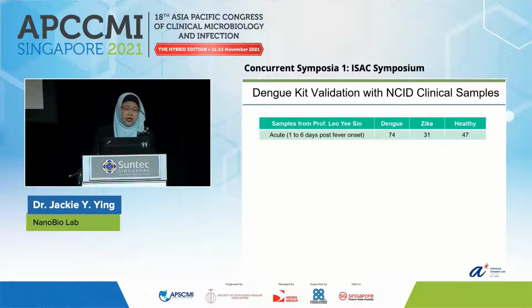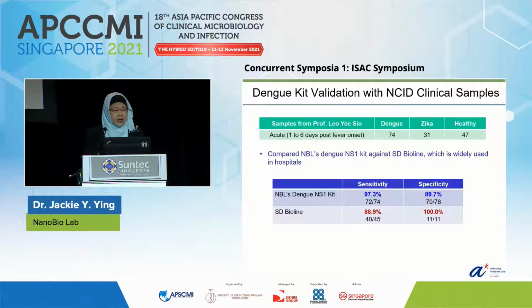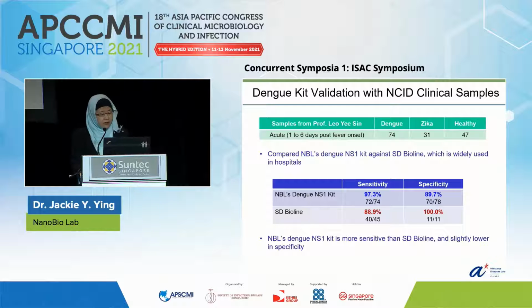Okay? In addition, with Yixing, we have also looked at dengue kit validation. And what we have found is basically for dengue, we can achieve very high sensitivity and specificity, on par almost with the SD Bio line.